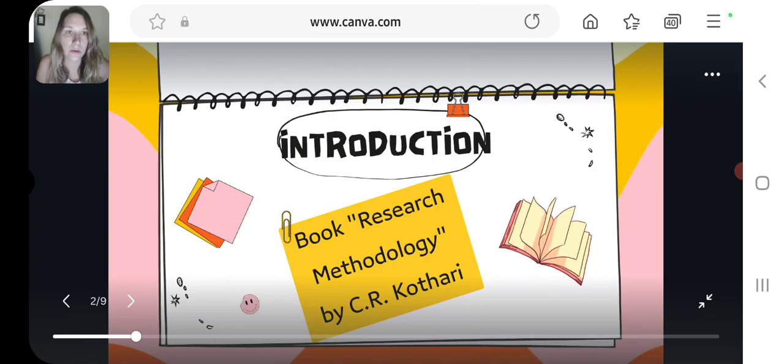In order to accomplish this project, investigations about the topic have been studied. This research is based on the book Research Methodology by C.R. Kothari.